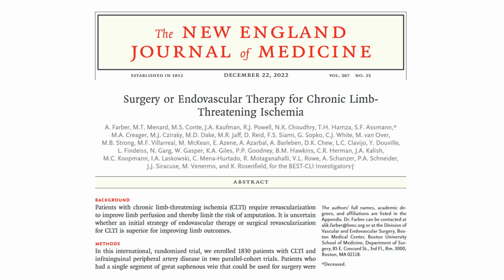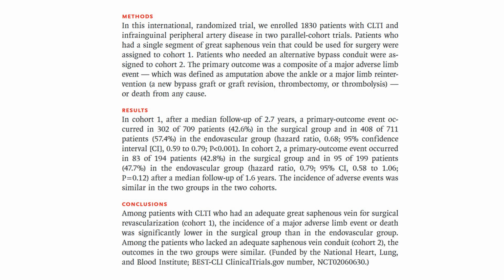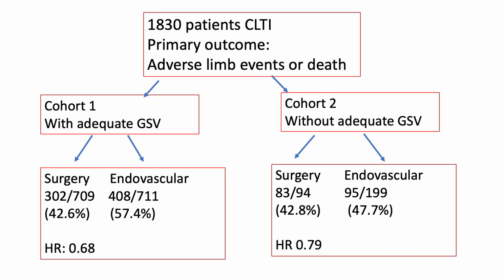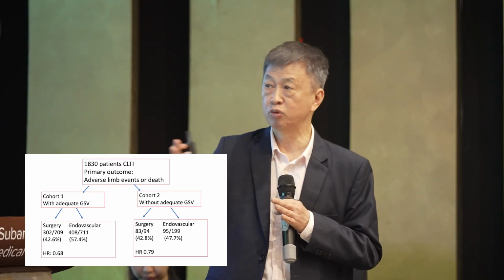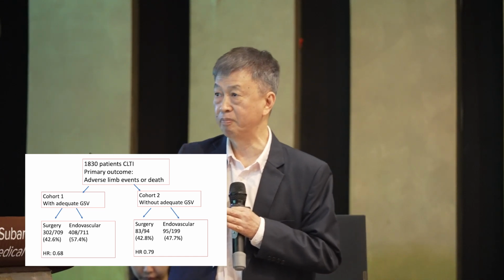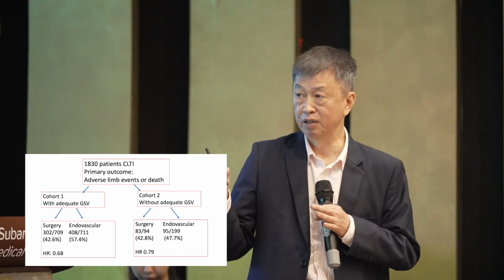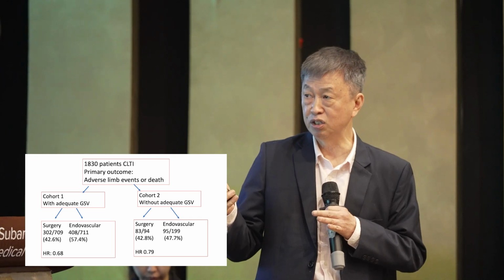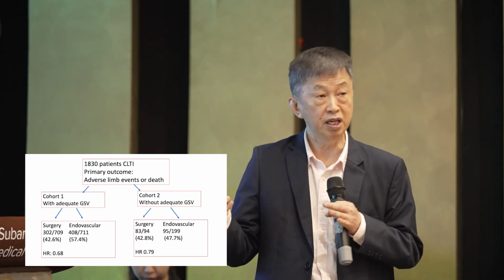However, a larger study, an international study done in the US, looked at surgery or endovascular therapy for chronic limb-threatening ischemia. They had a large population, about 1,800 patients, assigned to either bypass first or endovascular therapy first. Their primary outcome was major adverse limb event or death. They had two groups of patients. One group had a good great saphenous vein that you can use for bypass. The other group had no good great saphenous vein for bypass. In surgery they had about 709 patients, and endovascular 711 patients. It's a large group of patients.